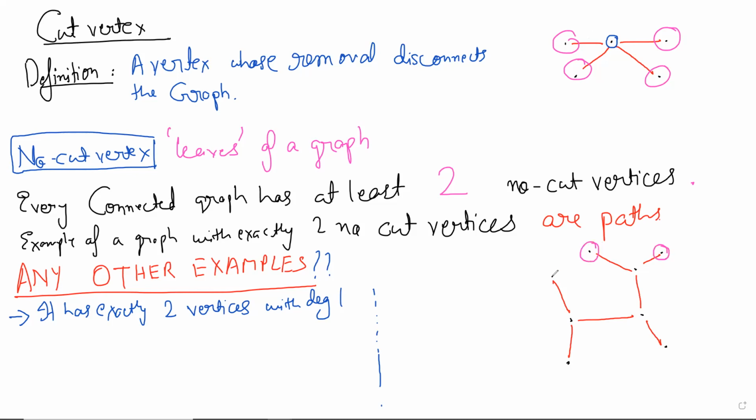This is no cut. This is no cut. You see, I'm not saying that we remove them together. I'm saying that you take any one of those pink vertices, and when you remove it, the graph still remains connected, right? You can see. Even then, it's just a path, so it's not a new example. Okay.